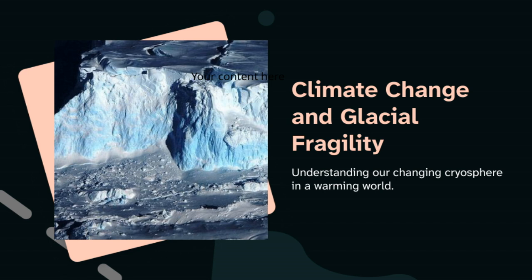Glaciers may seem huge, powerful, and permanent, but they are actually very sensitive to changes in temperature and snowfall. That is why they are often described as fragile environments. By the end of today's lesson, you should understand how human-caused climate change is affecting glaciers, why melting glaciers matter globally, and how fragile glacial environments can be managed.